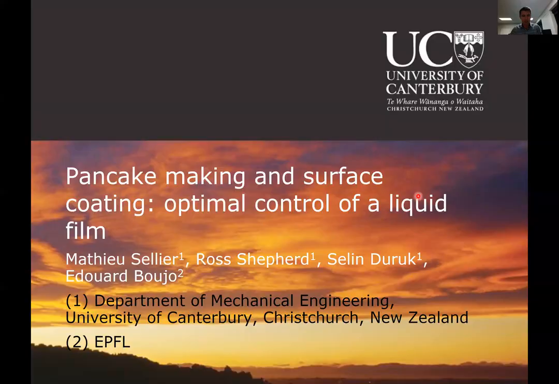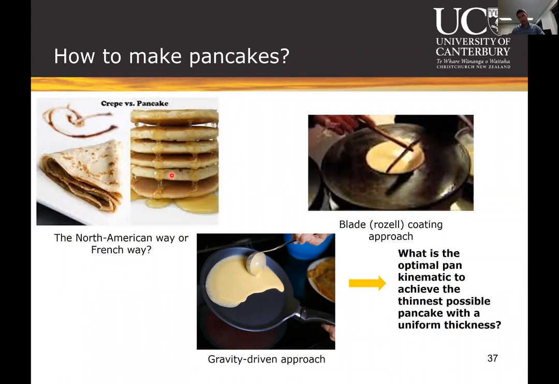I'm going to move now to the second part of my talk, which, as I said before, initially started as a bit of a fun project around how to make a good pancake, and then went into how to coat a surface with a uniform film thickness. So I'll first talk a little bit about this.